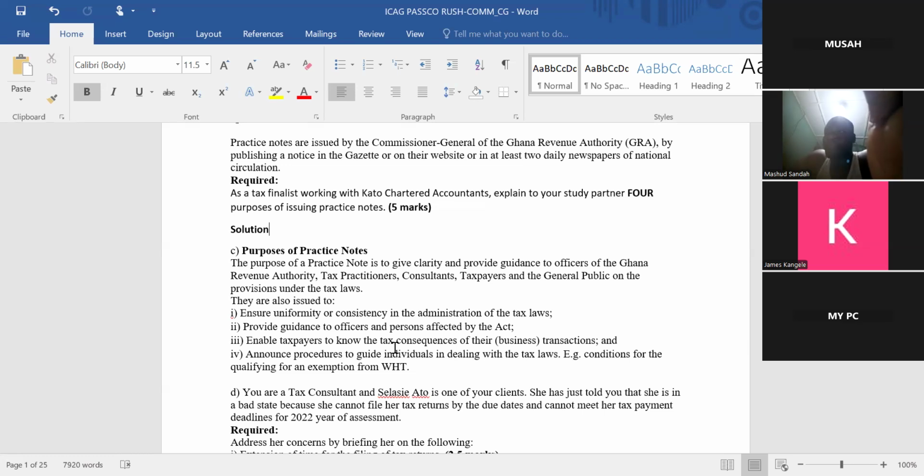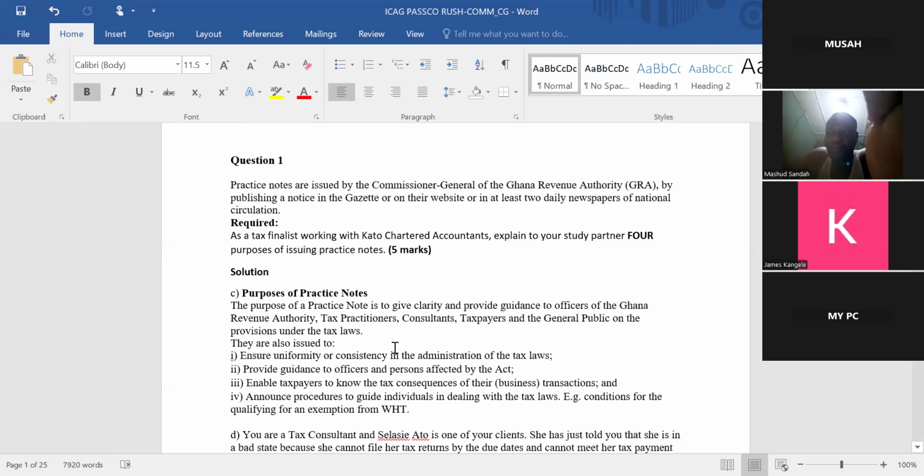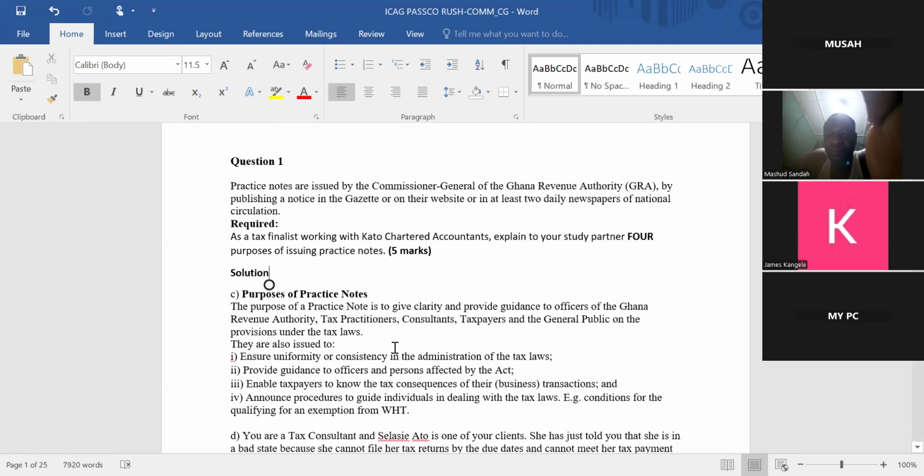Now, that has to do with the first question for 5 marks. So what we do is that you have to always introduce, do your analysis, and then conclude. That is how we answer the questions.